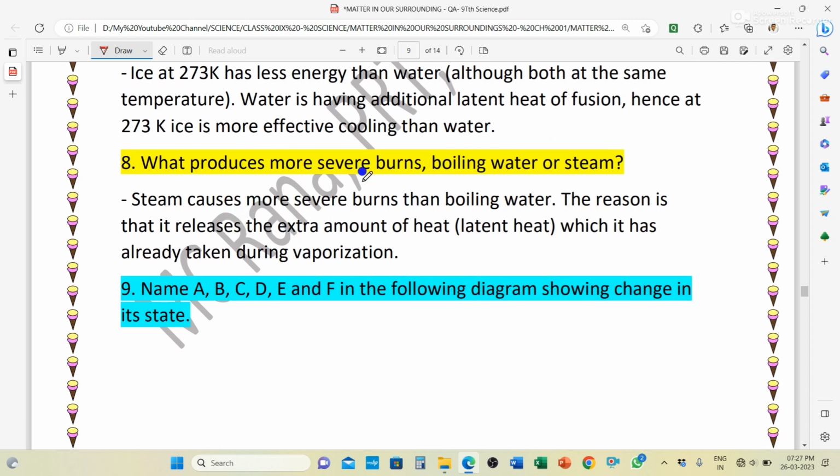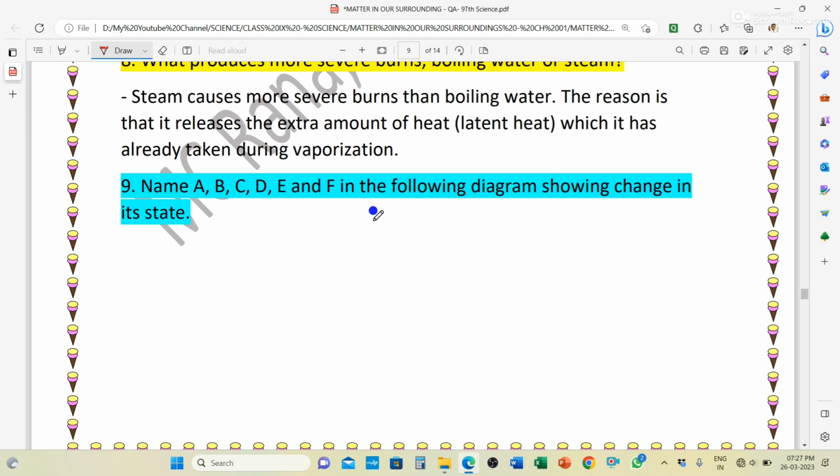What produces more severe burns, boiling water or steam? Steam causes more severe burns than boiling water. The reason is that it releases the extra amount of heat, the latent heat of vaporization, which it has already taken during vaporization. Okay, latent heat of vaporization means the amount of heat that is absorbed to change the liquid form into gaseous form without increasing the temperature. Latent heat does not increase the temperature, it is only absorbed to change the state. So, steam causes more severe burns because steam has latent heat.